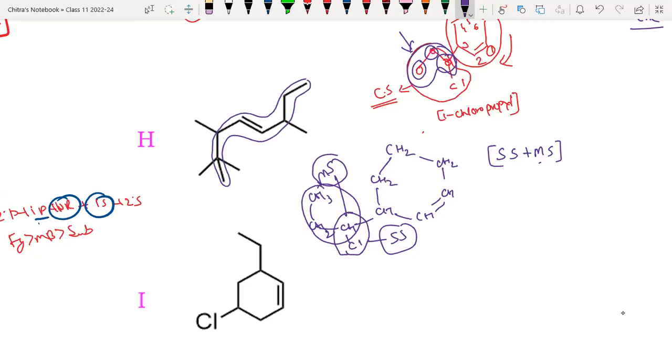Okay, so we have to check the minimum position for the double bond. On this side 1, 2, 3, 4, and on this side 1, 2, 3, 4. So from both the sides it is the same.